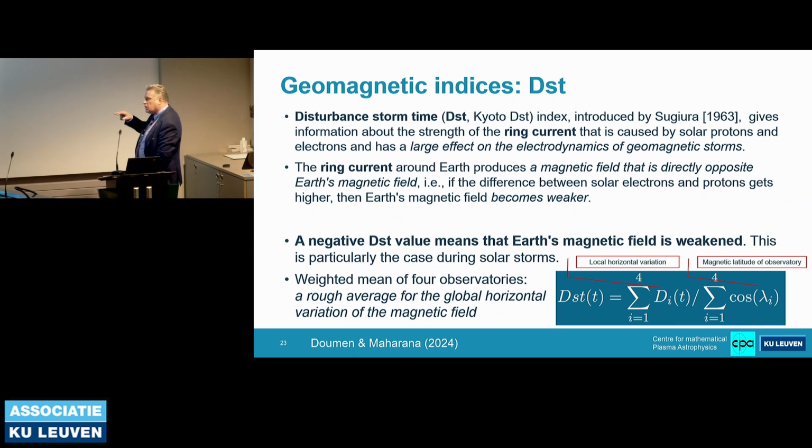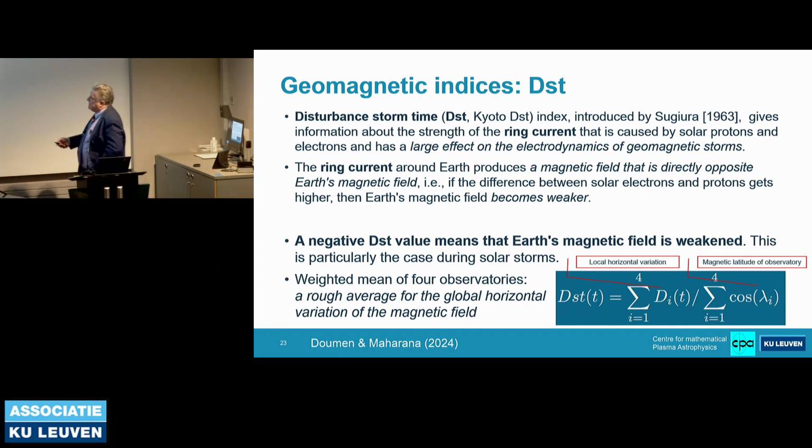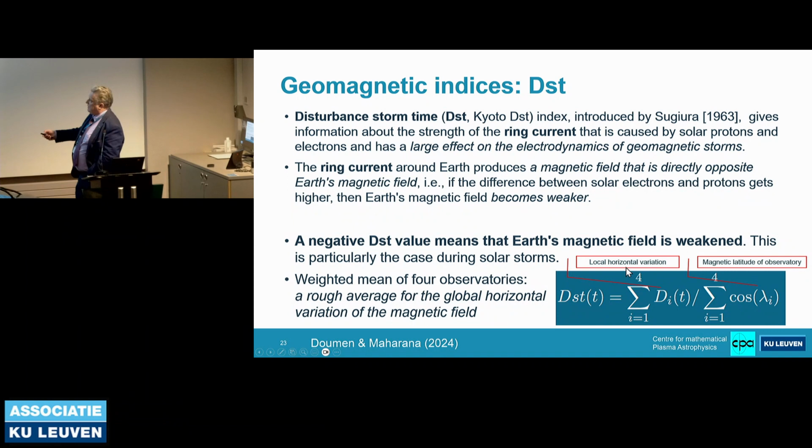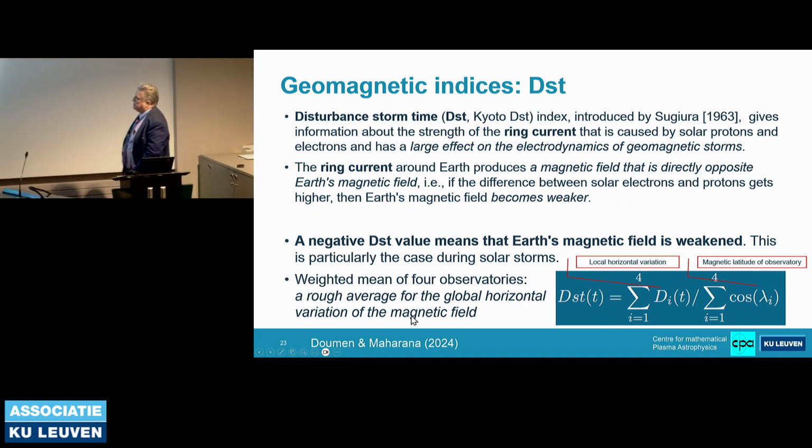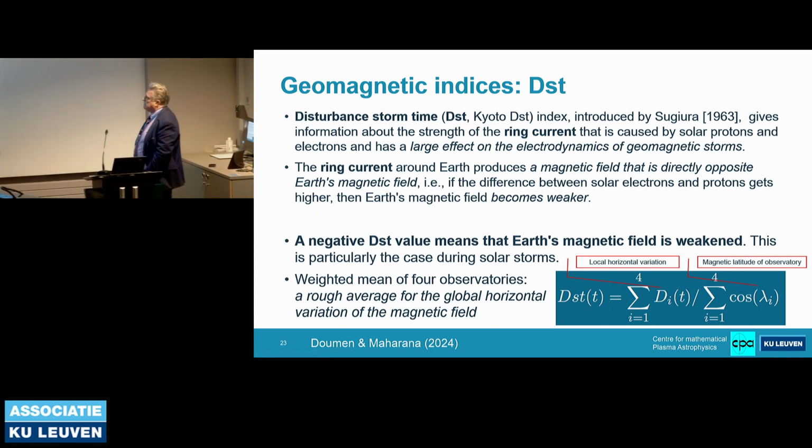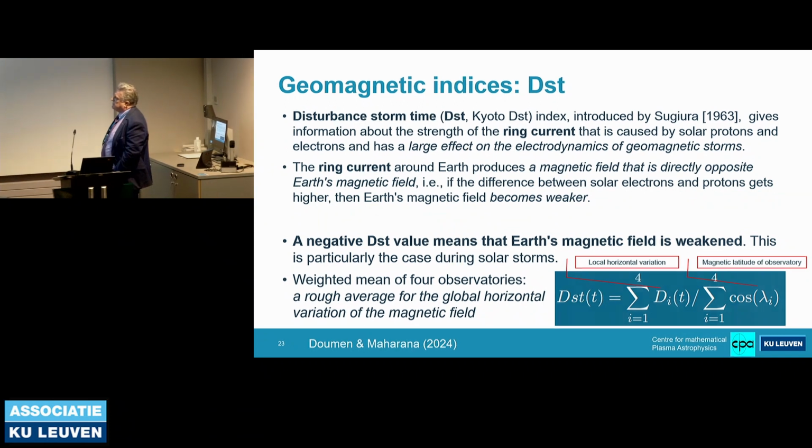They measure the local variation of the horizontal component of the magnetic field. So this is the local variation at this particular station, and this is the latitude of this station, so they take into account the latitude with this cosine of latitude, because the ring current is at the equator, of course. This gives a rough average of the global horizontal variation of the magnetic field. This is the first geomagnetic index.